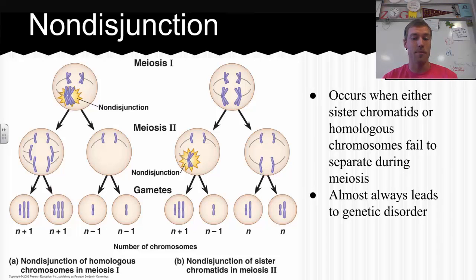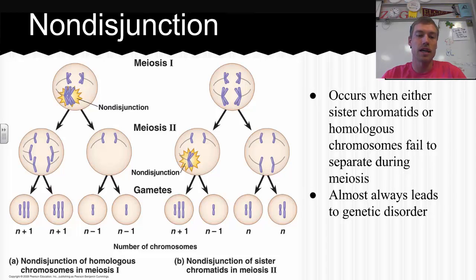Now, why would this not be happening during mitosis? Well, if it happens in mitosis, it's just going to lead to problems in one cell or maybe a few cells within the body. The thing about meiosis is that these are the cells that are going to be producing new individuals. So if nondisjunction occurs in the gametes, then this is going to lead to problems for the entire individual because all of the cells are going to be affected.